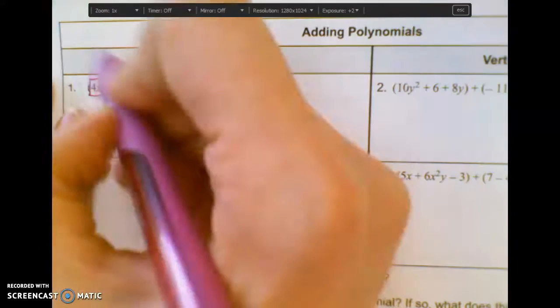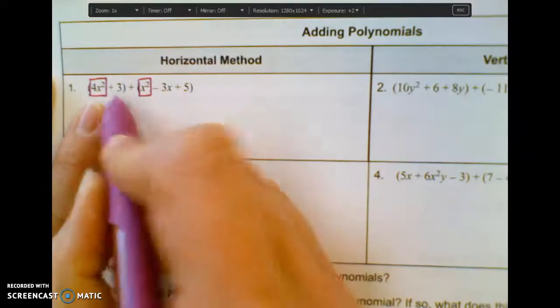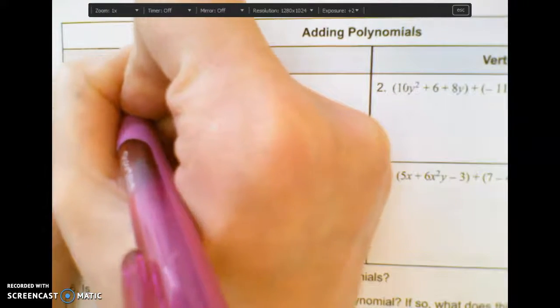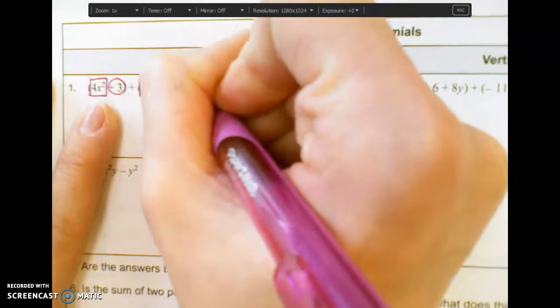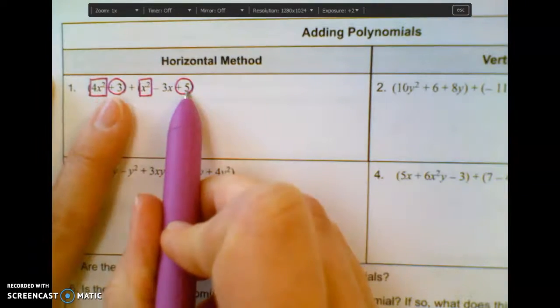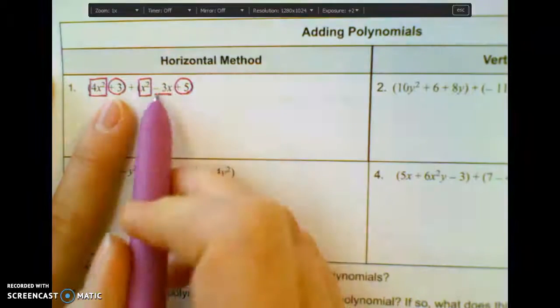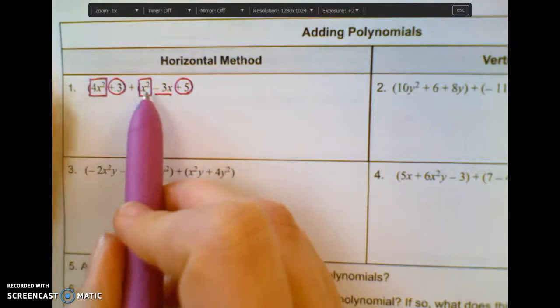What else can we add? I see a positive 3. Does it have a like term? Yes, the positive 5. So I'm going to take that positive 3 and the positive 5, and those are like terms. And the negative 3x, that doesn't have anything to combine to. So now let's go ahead and start combining.